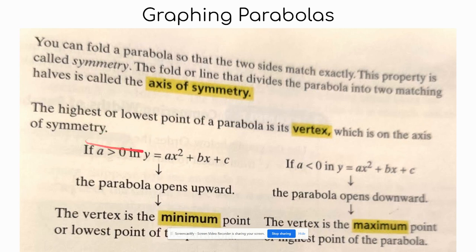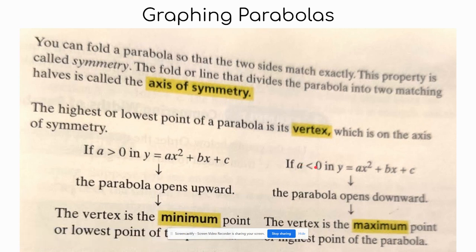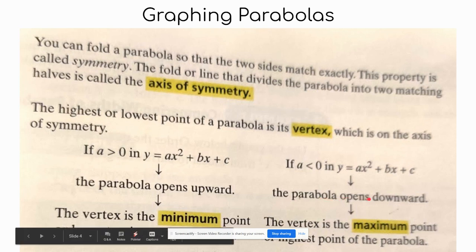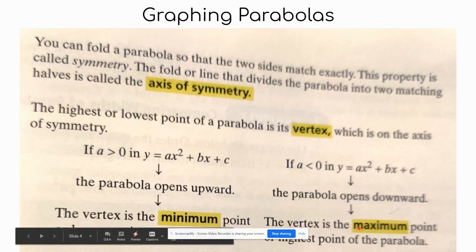Now, this little rule here tells us that if a is positive or larger than 0, then the parabola is going to open upward, which means our vertex is going to be a minimum point. All right. If a is less than 0, meaning a is a negative number, then our parabola opens downward and our vertex is a maximum point. So here we've got a minimum point, a maximum point.